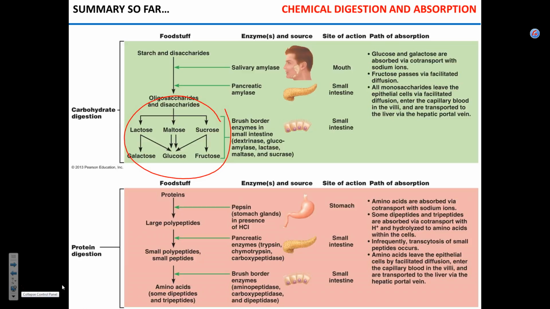Proteins, stomach and small intestine, right? Pepsin breaks down proteins in the stomach. Trypsin, chymotrypsin, elastase, carboxypeptidase, pancreatic enzymes that break down protein in the duodenum. And brush border enzymes, aminopeptidase and dipeptidase, break it down even further. Right? Does that make sense?